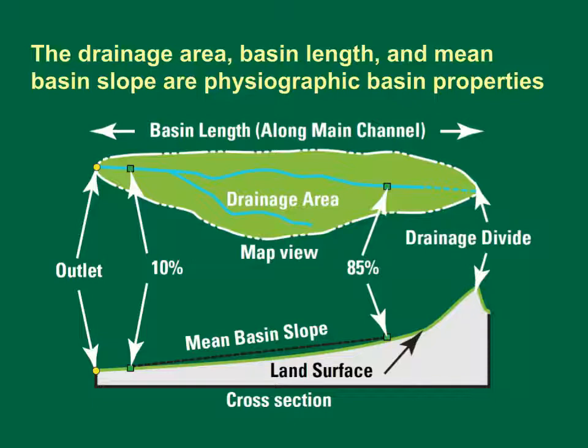This is a schematic diagram of a basin with a map view and a cross-section showing physiographic basin properties. These same basin properties are used to define the characteristics of the highway site and the upstream basin. The drainage area is defined as the area of a basin measured in a horizontal plane that's enclosed by a topographic divide, such that direct surface runoff from precipitation normally would drain by gravity into the basin.